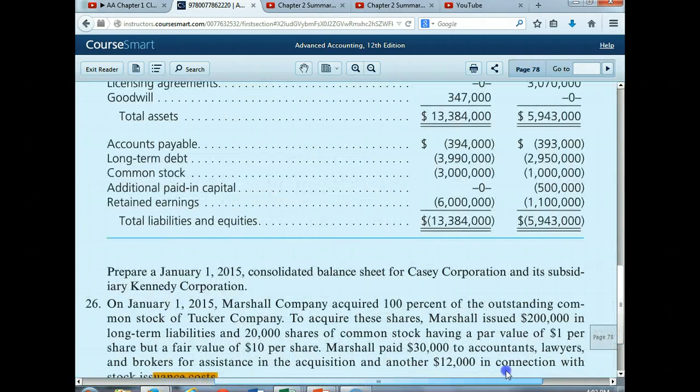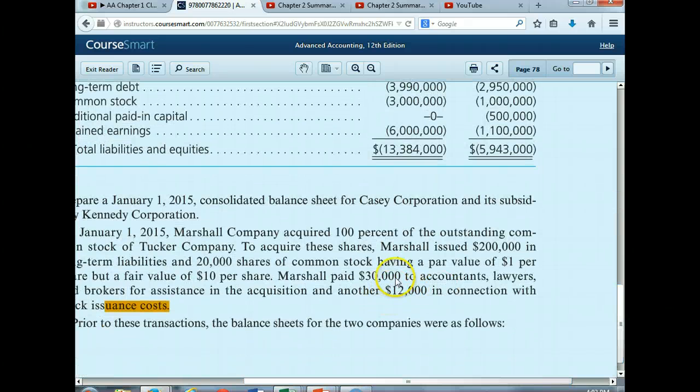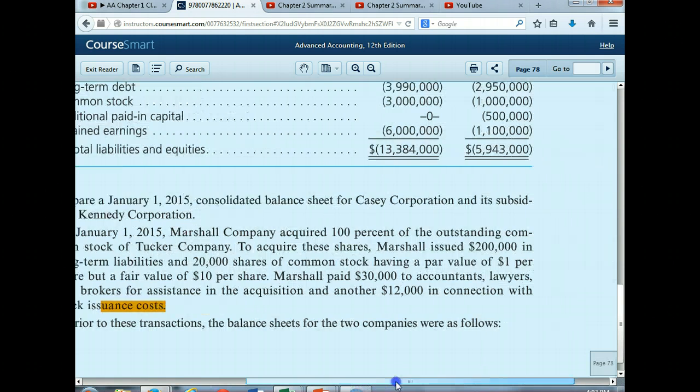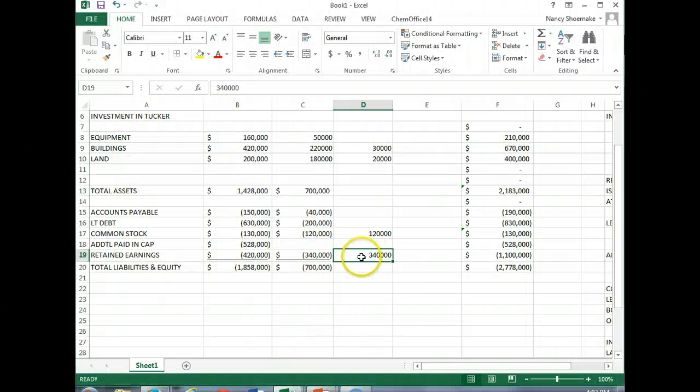So we need to show here we'll reduce from that figure the amounts paid to accountants. Do you know what I'm saying? Because that's going to make a difference. Parent company balance less the $30,000 in professional fees plus the $115,000 gain on the transaction.